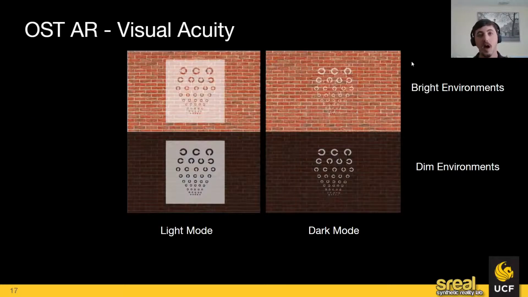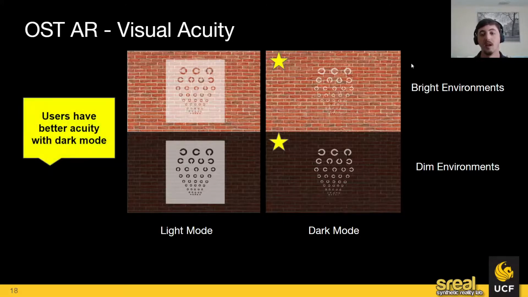When we switch over to optical see-through, again, we have this issue of transparency, right? We can see through the letters on the light mode chart and we can see through the background on the dark mode chart. We ran pretty much the same study. And what we found was that in terms of visual acuity, it's a bit different. Dark mode actually produced better visual acuity in our participants under both lighting conditions. And we even looked at this over a couple of different backgrounds, and it was still dark mode every time. So we have this interesting difference there.